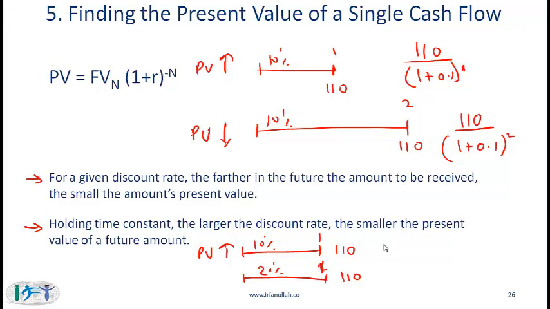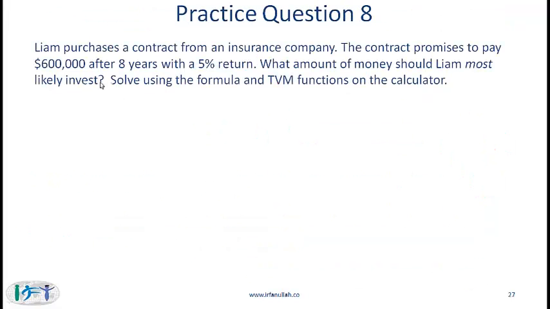Clearly the present value over here is going to be higher because we are discounting at a lower rate. In this particular case, the present value will be equal to 110 divided by 1.1, whereas in the second scenario, the present value will be 110 divided by 1.2. So again, you need to be on top of this. Let's see if you can do this practice problem now.